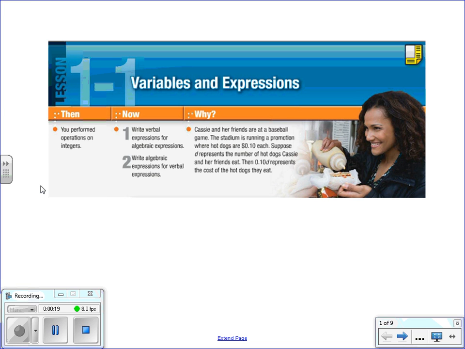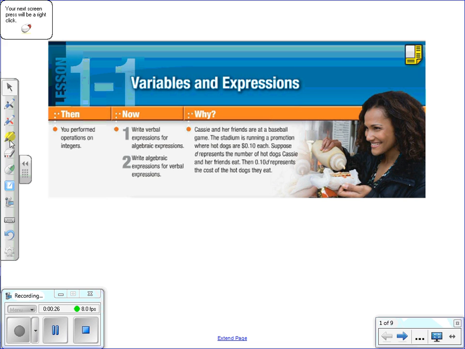We are going to talk about. Pick up your highlighter. Well, this is a good start. Let's try this again. There's my highlighter.